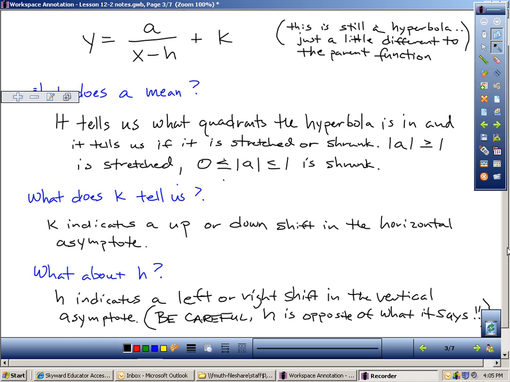example. And then H tells me the left or right shift in the vertical asymptote, and H is the opposite of what it says. If you see -1 here, that doesn't mean your vertical asymptote's at -1. It means +1. I've said this in class many times. It's what do you plug in here to make this 0? That's how I always remember it. What do I plug in here to make this 0? And whatever K is, that would be my horizontal asymptote.